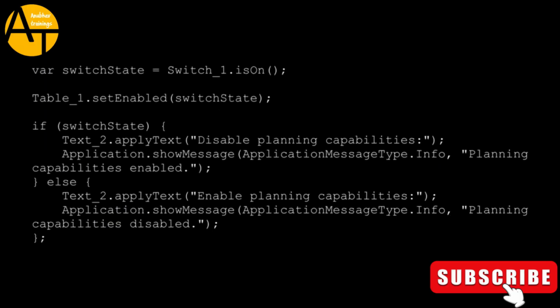Once you can check planning capability, the next step is controlling it. This is done using the setEnabled method. The method takes a Boolean argument that represents the future state of planning for the table. In the story, that Boolean comes from the state of a switch widget. When the switch is toggled, the script updates the planning state, adjusts descriptive text in the story, and displays a message confirming whether planning has been turned on or off.